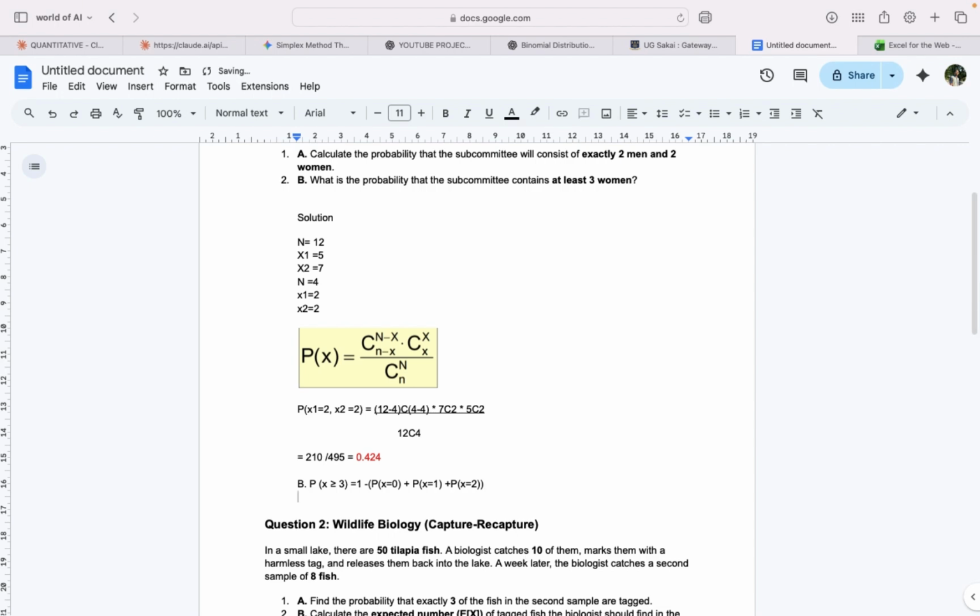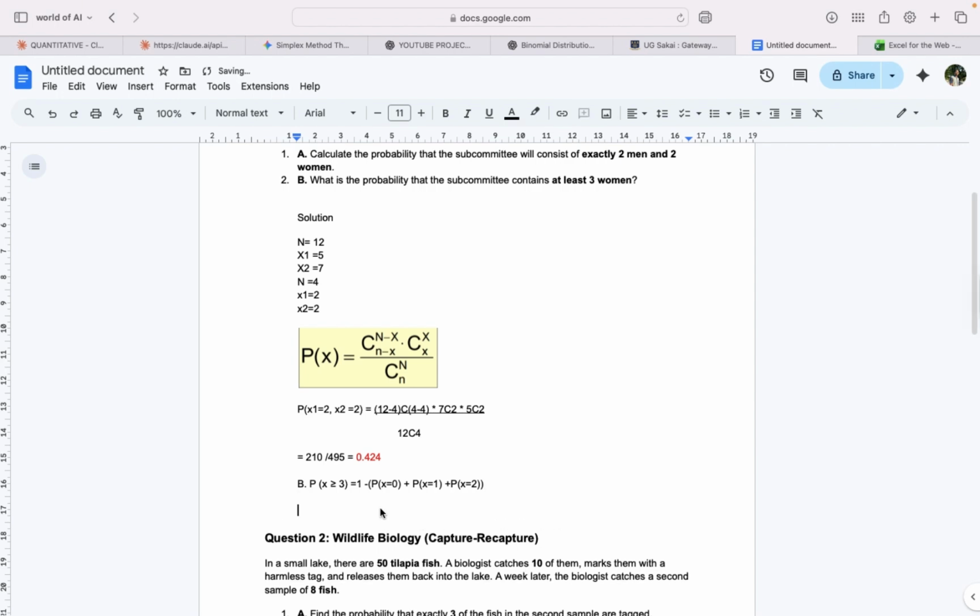So just input the formula, right? We are saying that it's equal to 1 minus the probability that x is equal to 0.